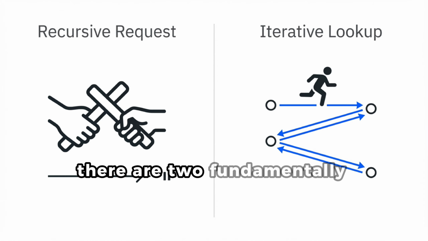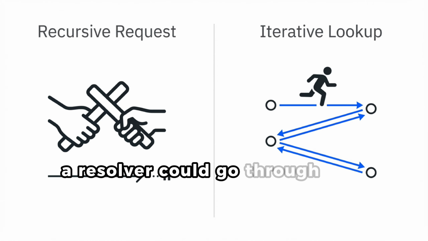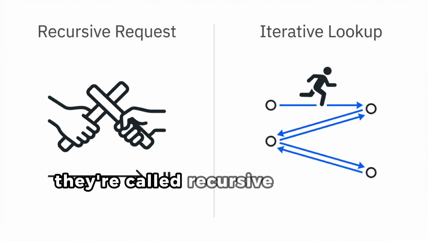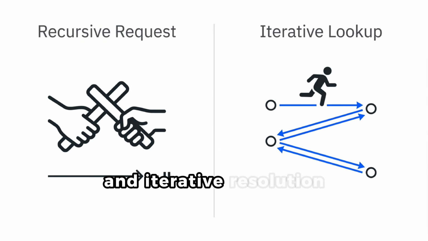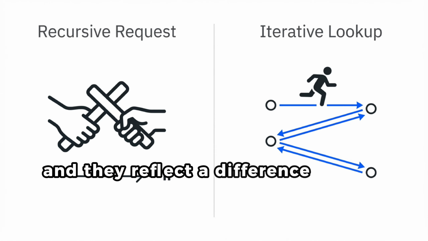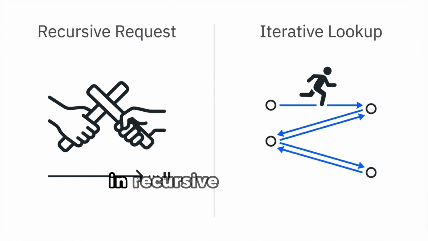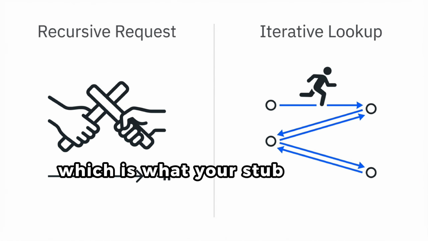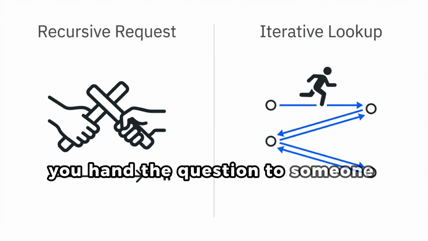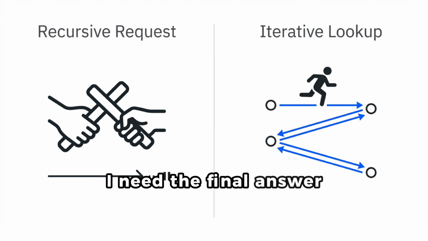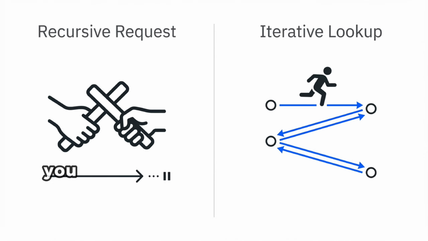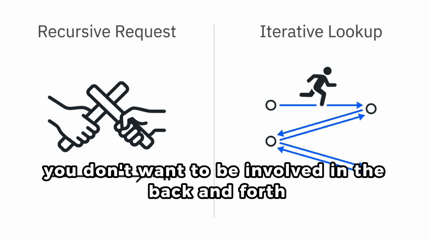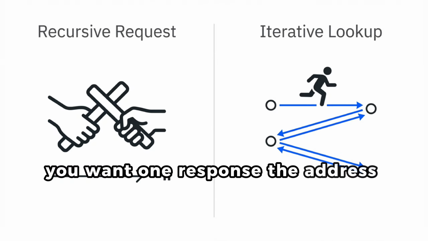There are two fundamentally different ways a resolver could go through this process. They're called recursive resolution and iterative resolution, and they reflect a difference in who does the work. In recursive resolution, which is what your stub resolver does, you hand the question to someone and say, "I need the final answer, please sort it out yourself." You don't want to be involved in the back and forth. You want one response, the address, or an error.